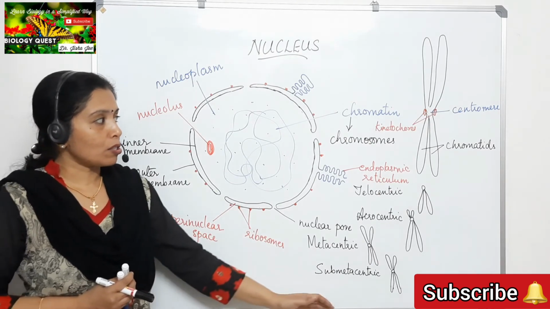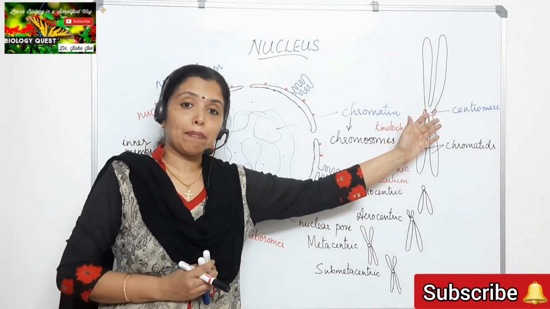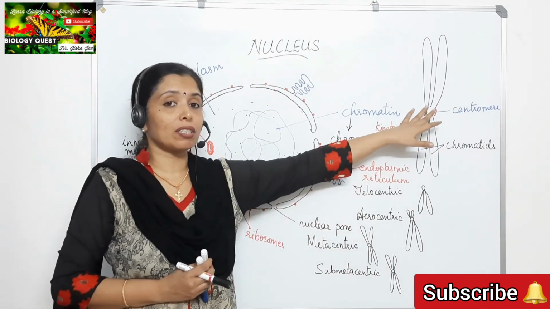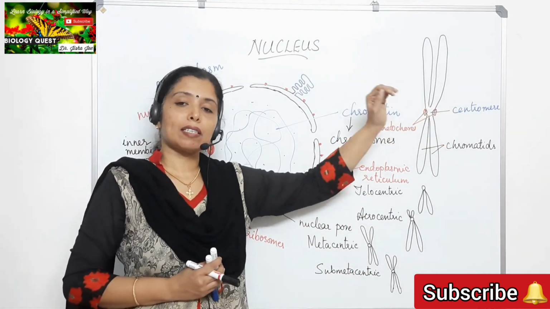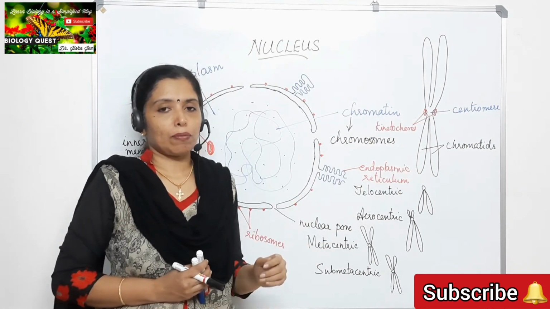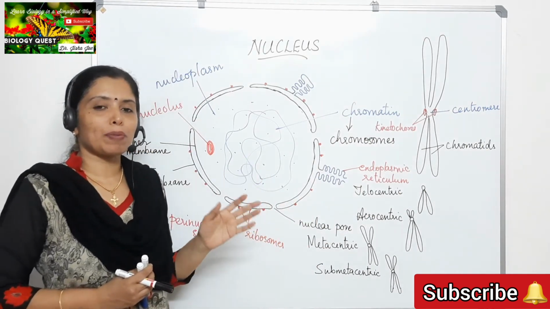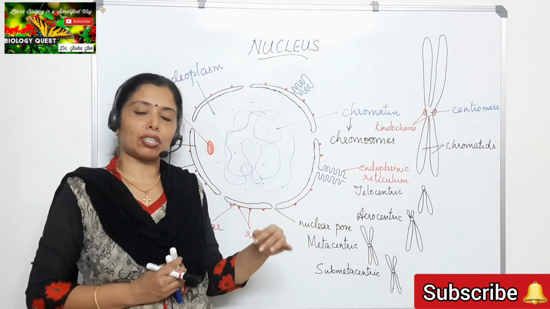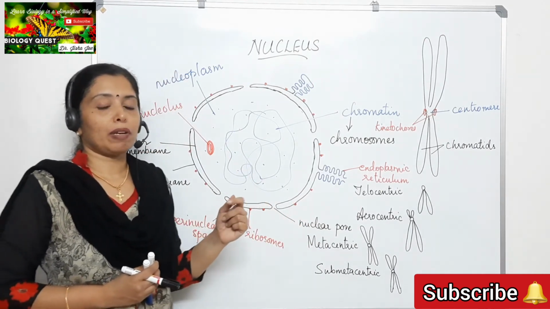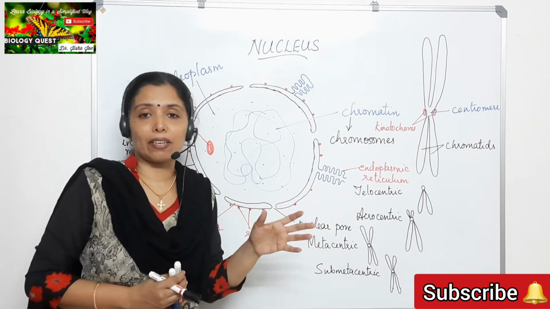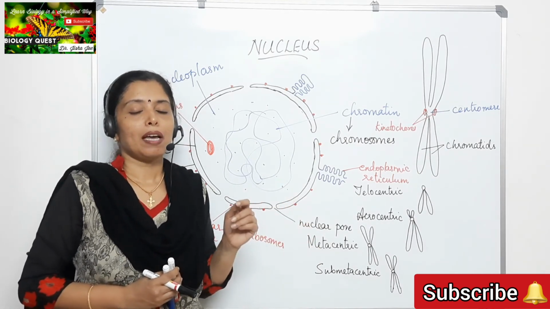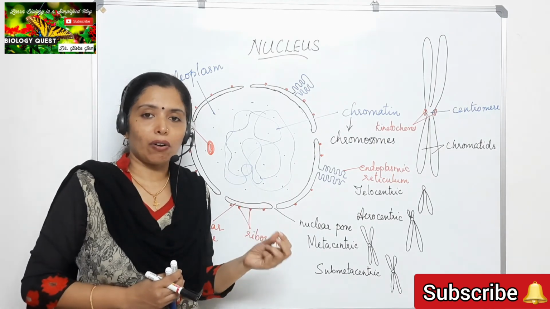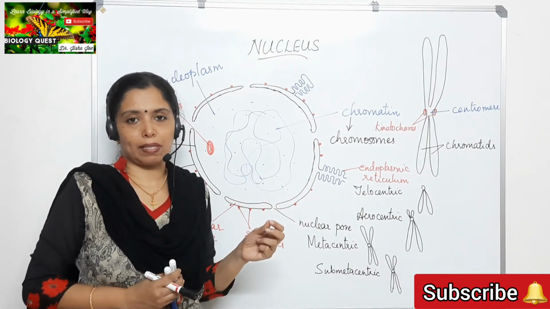So I hope you have understood the difference between primary constriction and secondary constriction. Primary constriction refers to the centromere. It is present in all the chromosomes, but only a few chromosomes will have secondary constrictions. In addition to the primary constriction, a secondary constriction will be present, which is a non-staining region on the chromosome, and such chromosomes having secondary constrictions are called satellite chromosomes.